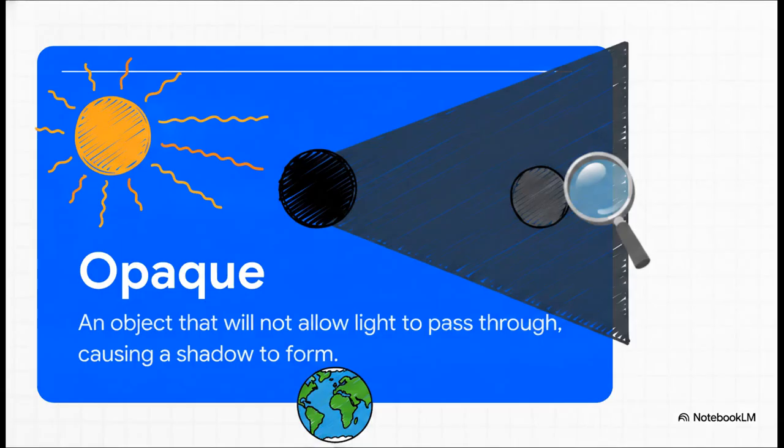It really all starts with opacity. An opaque object is, simply put, an object that will not allow light to pass through it. And because that light is blocked, a shadow forms when that object is placed in front of a light source. This is the foundational science for literally everything we're going to cover in this explainer.